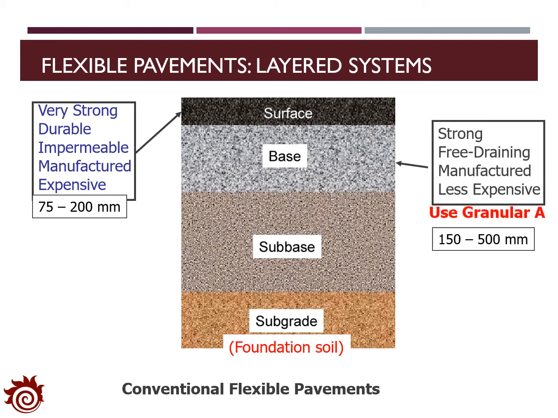Below the surface layer is the base layer. It's also strong and it has the property of free draining. The materials are also manufactured, but it's less expensive compared with the asphalt. Usually we apply the Granular A material for the base layer. The depth of the base layer varies from 150 to 500 millimeters.